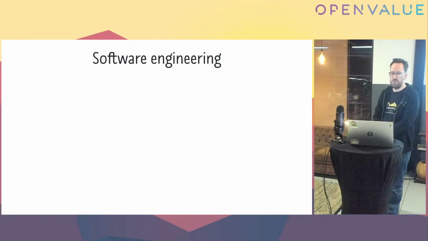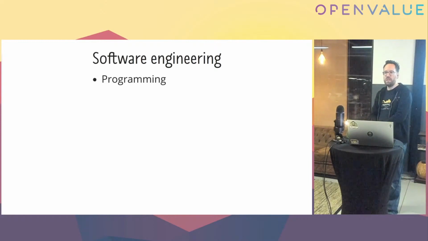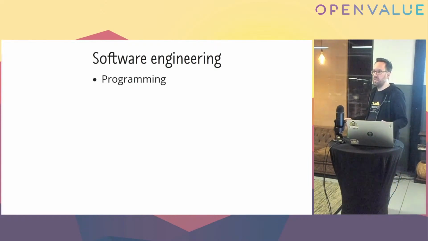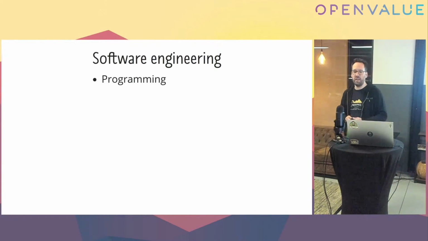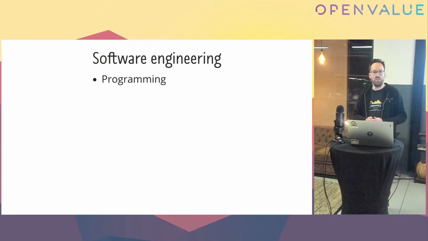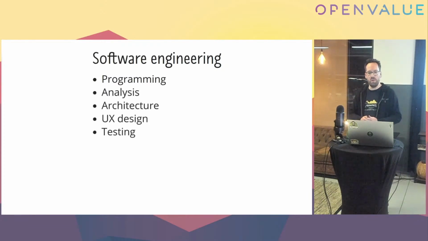So software engineering, what does that mean? It's actually a bunch of disciplines stuck together. An important one, of course, is programming, but analysis, architecture, usability design, testing, those are all very important disciplines too, and they also have a role to play in software engineering. And finally, of course, computer science.